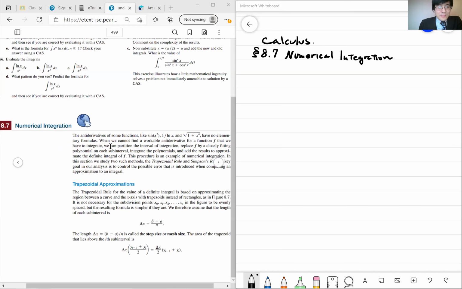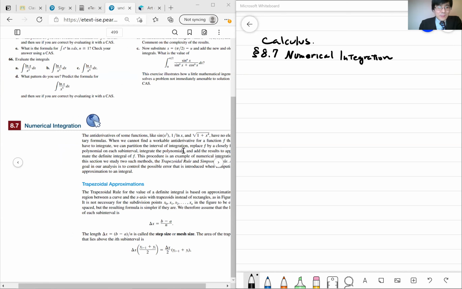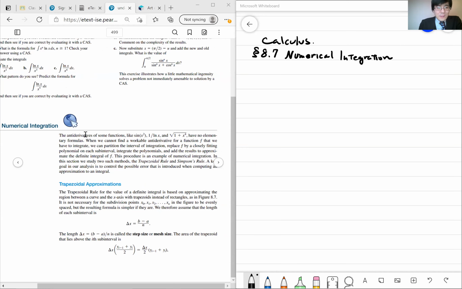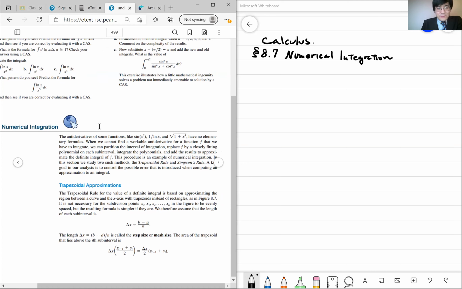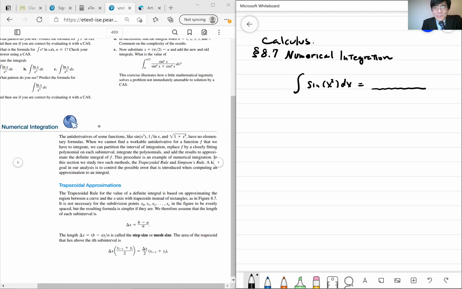Okay, this time I'm going to explain section 8.7 of the calculus, which is numerical integration. Just take a look at the first paragraph here. The antiderivatives of some functions like sine x squared, 1 over ln x, or square root of 1 plus x to the fourth have no elementary formulas. That means we cannot express the answer of this kind of integration with symbols we have learned in high school.